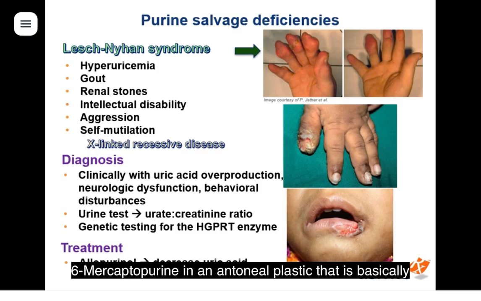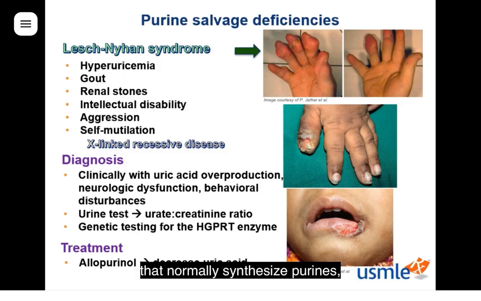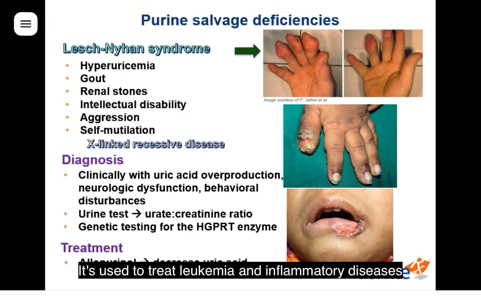6-mercaptopurine is an antineoplastic that is basically a modified purine, which binds to and inhibits enzymes that normally synthesize purines, thus inhibiting purine synthesis. It's used to treat leukemias and inflammatory diseases like rheumatoid arthritis and inflammatory bowel disease.